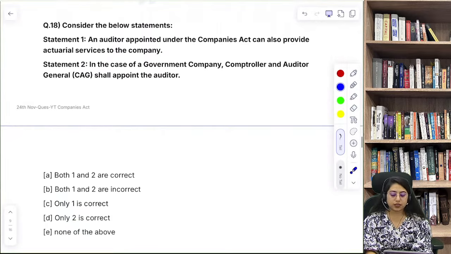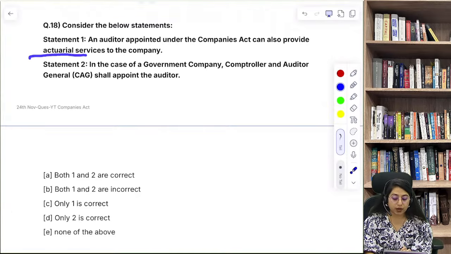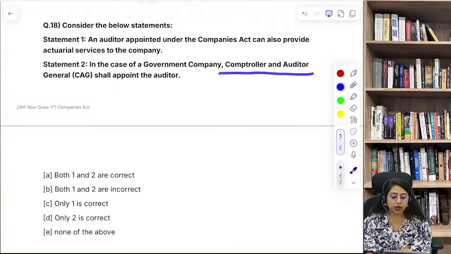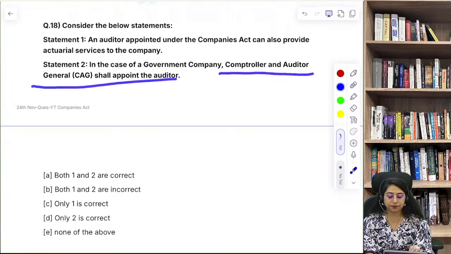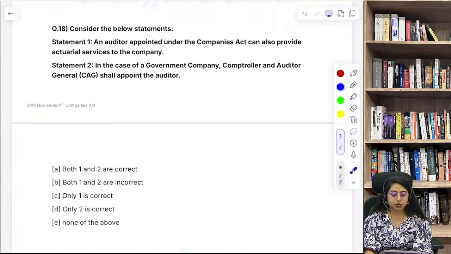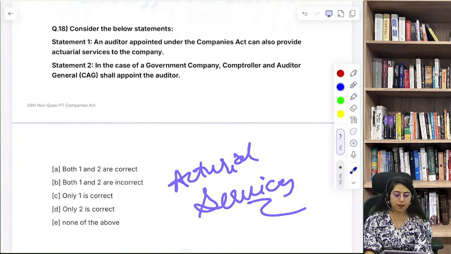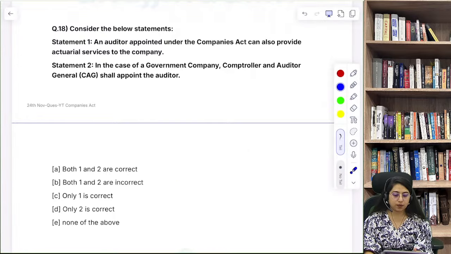Consider the following statements. An auditor appointed under the Companies Act can also provide actuarial services to the company. In the case of a government company, the Comptroller and Auditor General shall appoint the auditor. Question number 18. What are actuarial services? Anyone? What are actuarial services? Kajal, Rahul, Himanshu, if any one of you can answer.